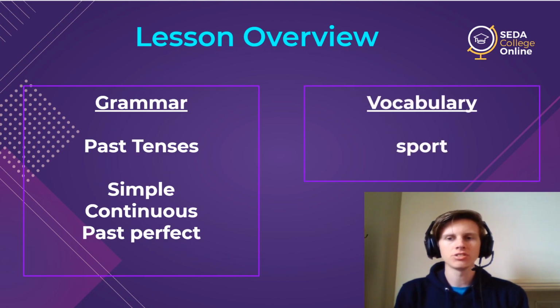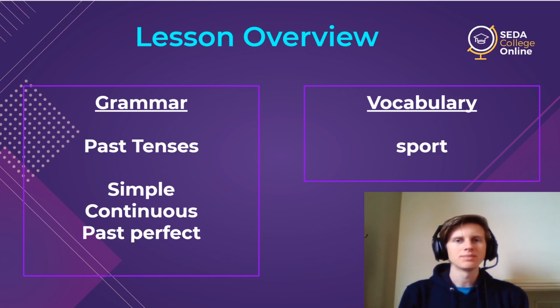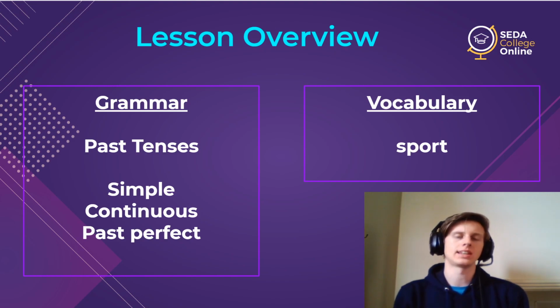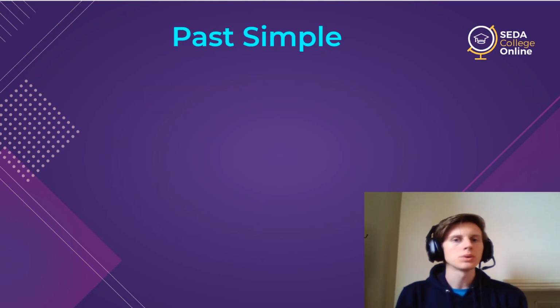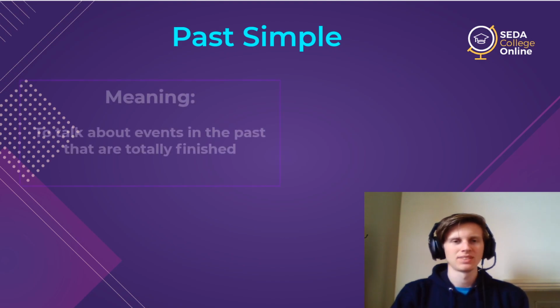And then in addition, we're going to talk about sport vocabulary, because oftentimes you want to describe what happened in the sports match, who did what. And so you can use these tenses to help talk about that. Okay, so I'm going to start with the past simple. Well, it's the simple, so I'll start with it.